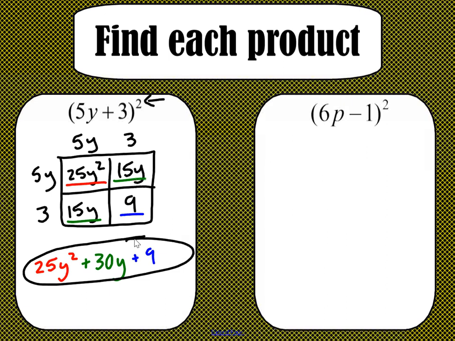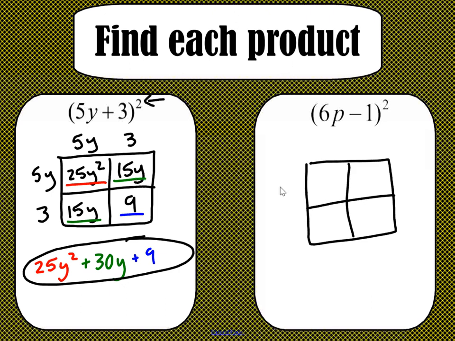Let's try our next example. So I have (6p minus 1) squared, so that means I have it twice. That means I can use a box binomial. So I have 6p, negative 1, 6p, negative 1. So I'm going to get 36p squared. 6p times negative 1 is going to be negative 6p. Over here I'm going to have negative 6p. Negative 1 times negative 1 is positive 1.